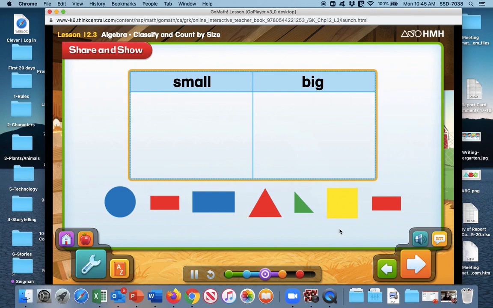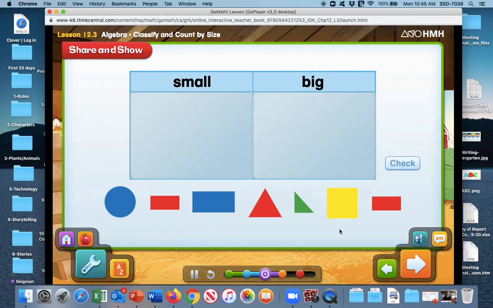This is a sorting mat. This side says small, and this side says big. Sort and classify the shapes by size. So we're going to do one at a time. We'll say thumbs up small, thumbs down big. Which one do you think? If you said big, that's correct. We're going to put that there, but we'll check at the end.